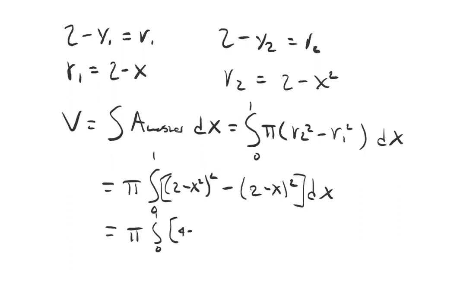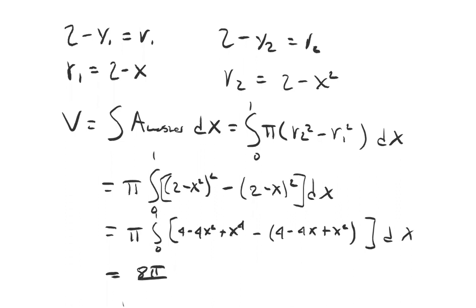So 4 minus 2x squared, sorry, 4 minus 4x squared plus x to the fourth, minus 4 minus 4x plus x squared, dx. So I'm going to leave the integration up to you, simplifying that, but when you do, you're going to get 8 pi over 15. It's more about the setup.